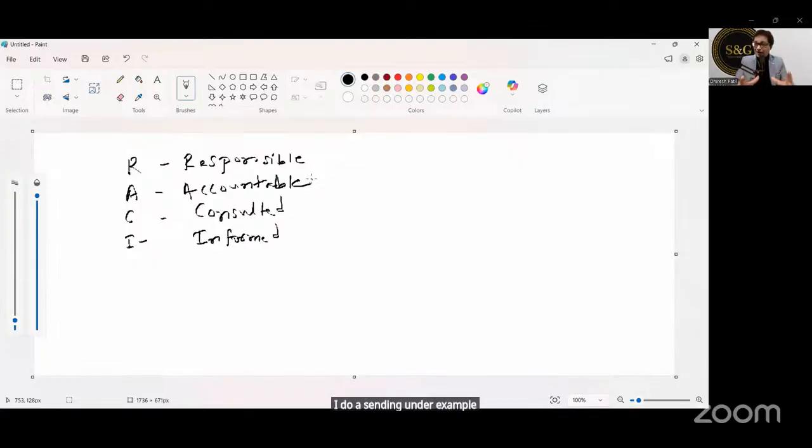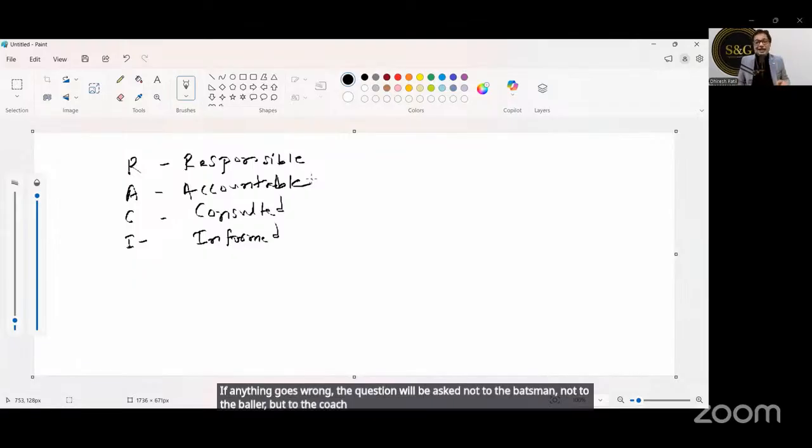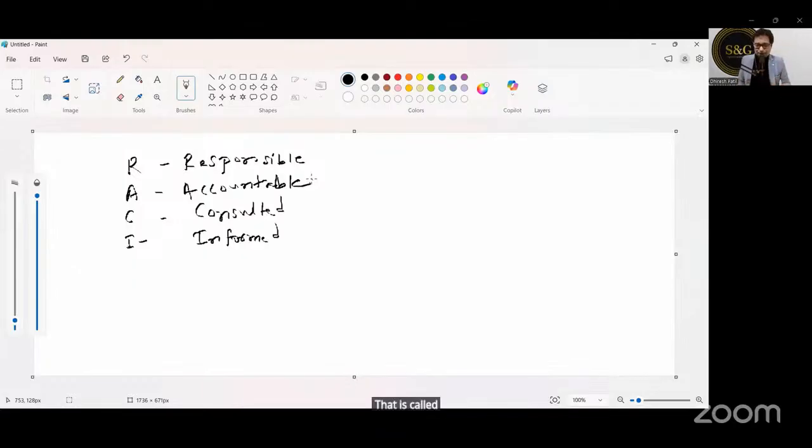Okay, the workmen, the operators are responsible for the quality, responsible for the production, but the supervisors and the managers are accountable for it. The answerable are accountable people. If anything goes wrong, the question will be asked not to the batsman, not to the bowler, but to the coach and the captain. The question will be asked not to the operator, but to the supervisor and the manager. That is called accountability. Okay?